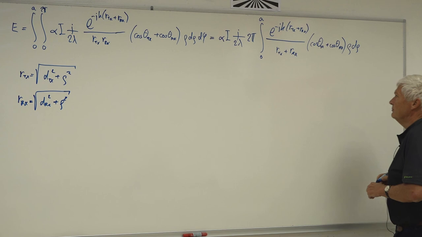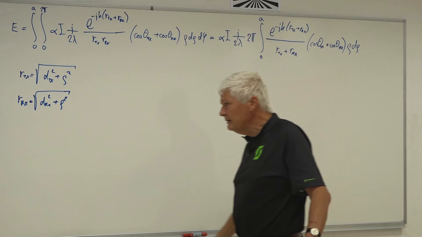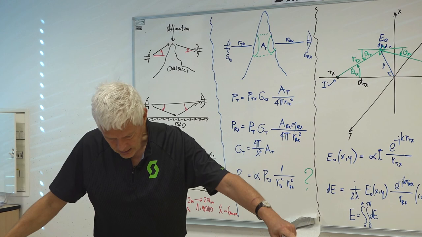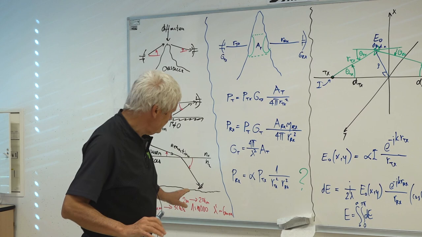What do I have to do? I said earlier that angles are very small. Theta tx and theta rx are very small in a real radio link. This is a scale representation of the radio link, and it's to scale, it's 1 to 10,000. So this is correct. Perfectly correct.